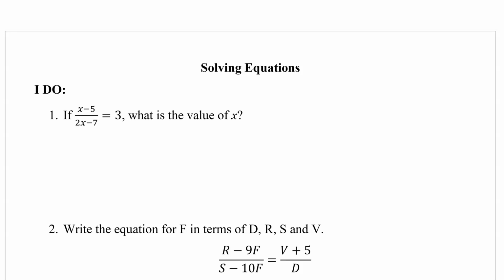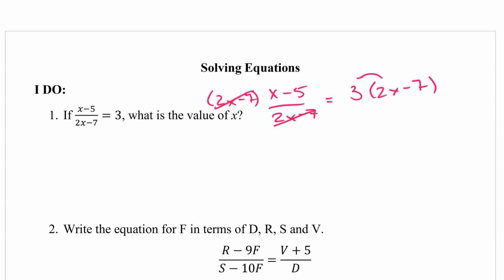So I've got x minus 5 over 2x minus 7 equals 3. When I'm solving this, I want to clear out the fraction, so I'm going to multiply both sides by that 2x minus 7. And that clears out my denominator. Then I distribute the 3.